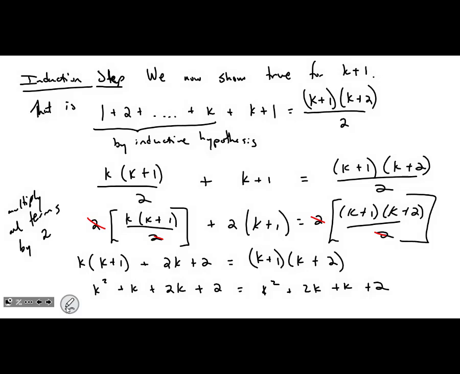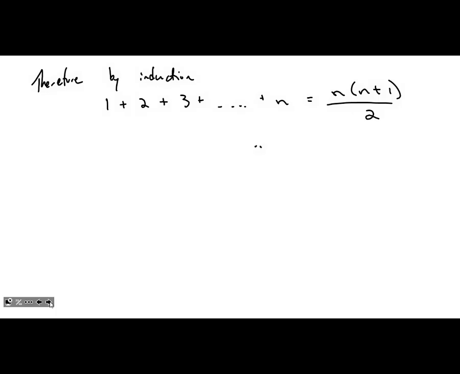Well, notice the expression on the left is equivalent to the expression here on the right, and so we can conclude, therefore, by induction, 1 plus 2 plus 3 all the way out to n is simply equal to n times n plus 1 over 2. So that proves this result. Okay?